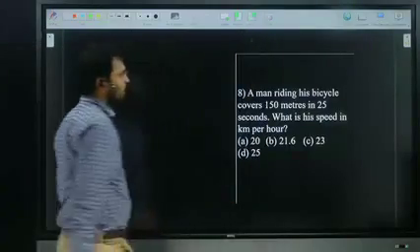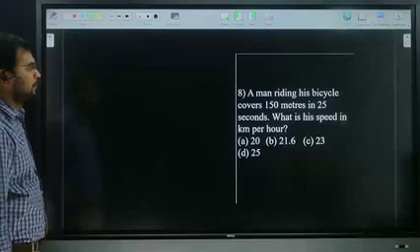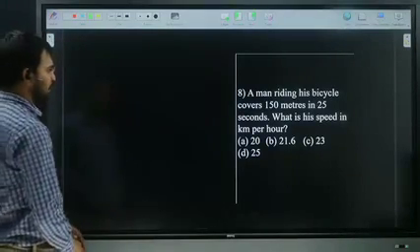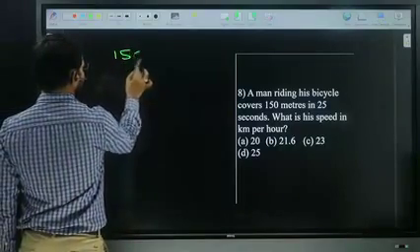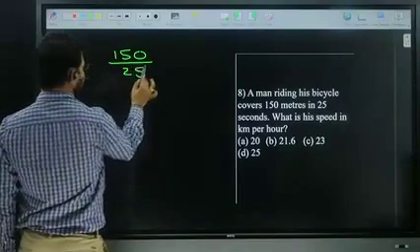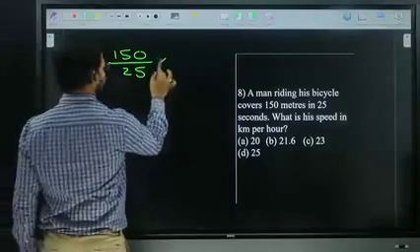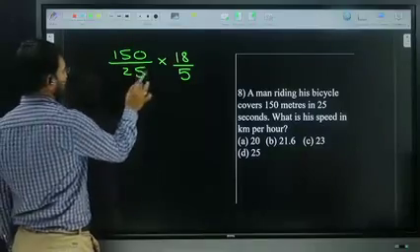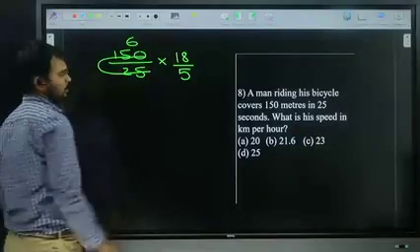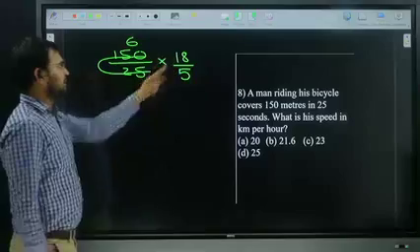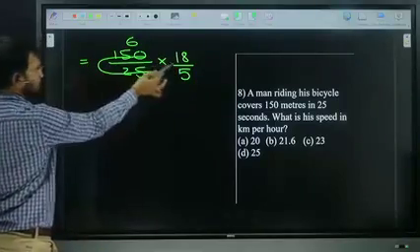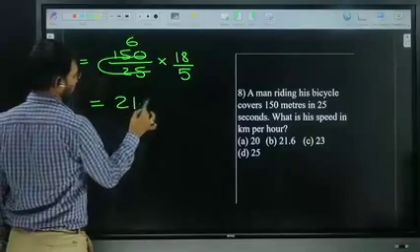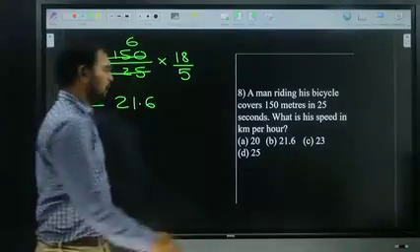Next. A man riding his bicycle covers 150 meters in 25 seconds. What is his speed in kilometers per hour? 150 meters in 25 seconds is nothing but 150 by 25. These are meters per second, but they're asking kilometers per hour, so into 18 by 5. 25 sixes are 150, so 6 times 18 is 108. 108 by 5 is 21.6. Option B is the right answer.